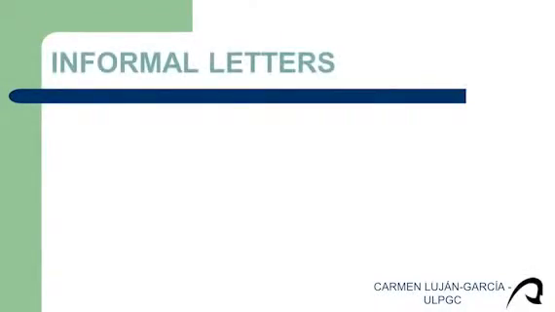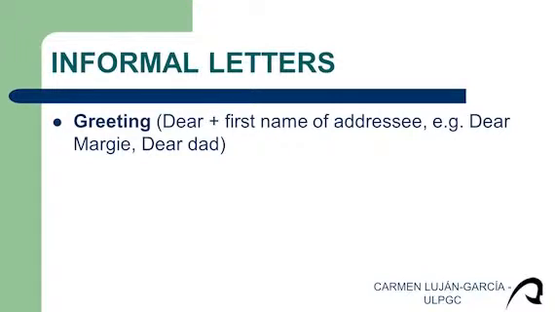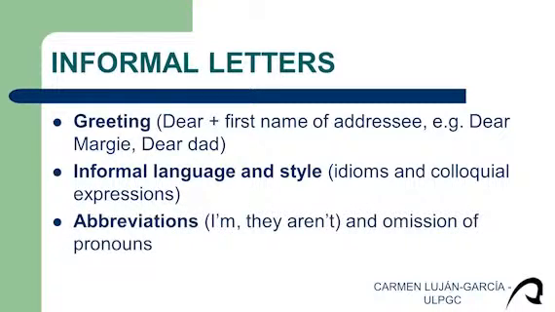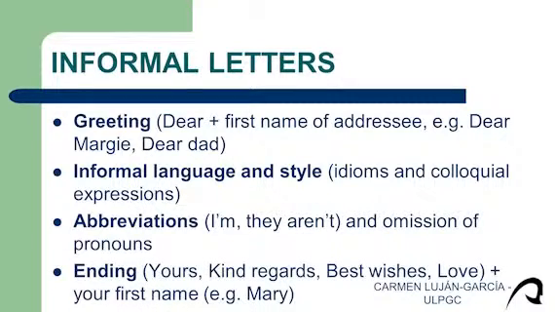We'll see now the structure of informal letters, which is different from formal letters. They should include a greeting. The use of informal language and style is allowed, for example, the use of idioms and colloquial expressions. The use of abbreviations is also allowed, as well as the omission of pronouns. Eventually, the ending is also different in this kind of letters. It has a closer way of approaching the addressee.